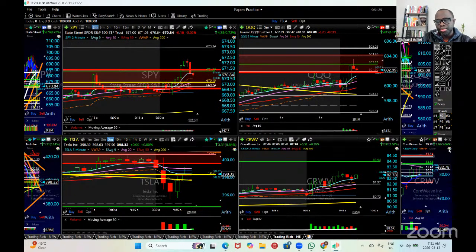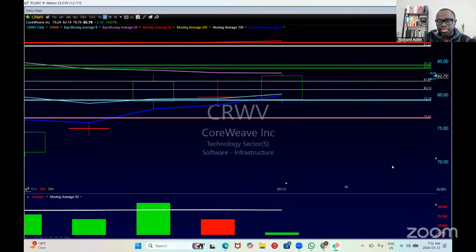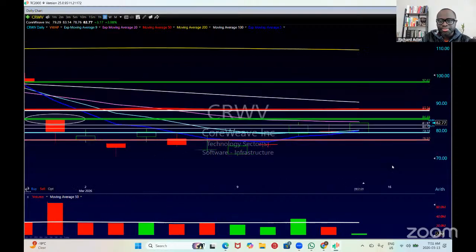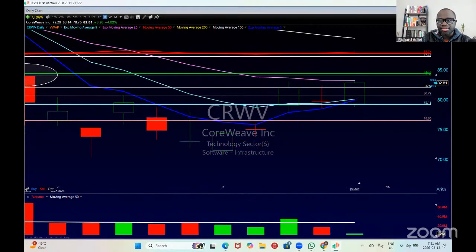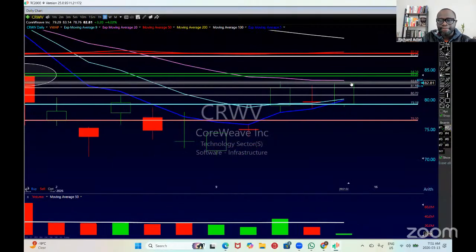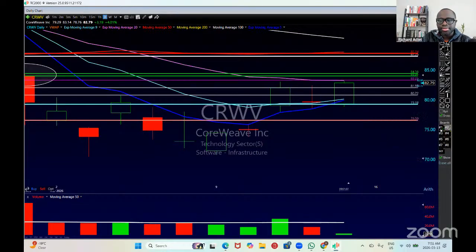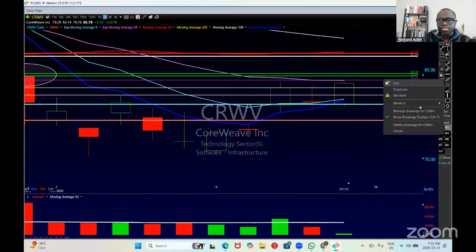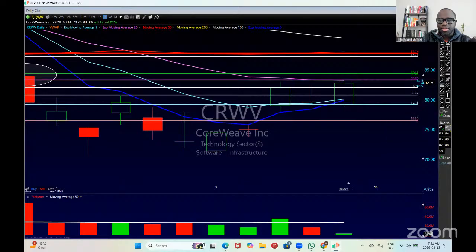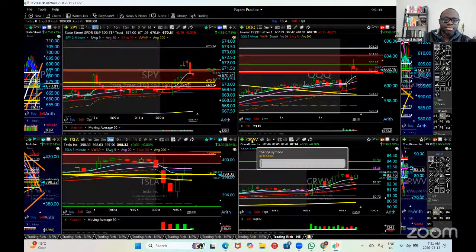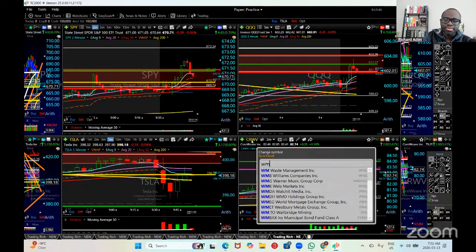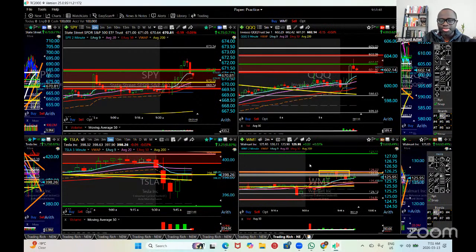Yeah, CoreWeave is showing relative strength here. We traded it earlier this week, but it needs to clear this zone. It needs to clear here to make this work. What happened to Walmart? Did it go? I didn't get any alert, so it's not ready yet. It's still consolidating. Okay.